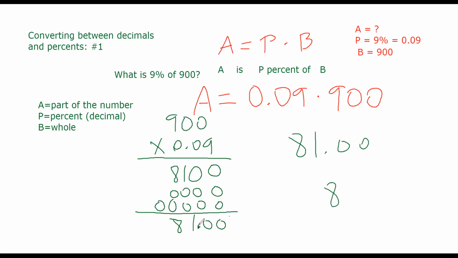81.00 or just by itself, 81. So what is 9% of 900? 81, that's correct.